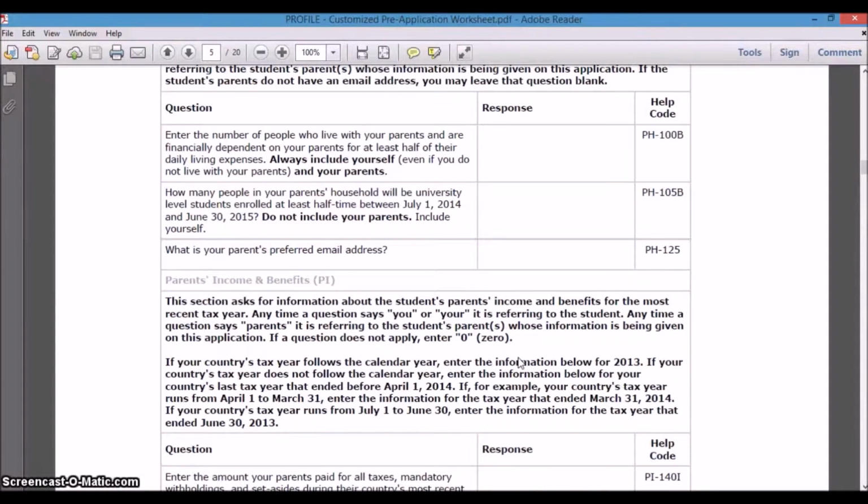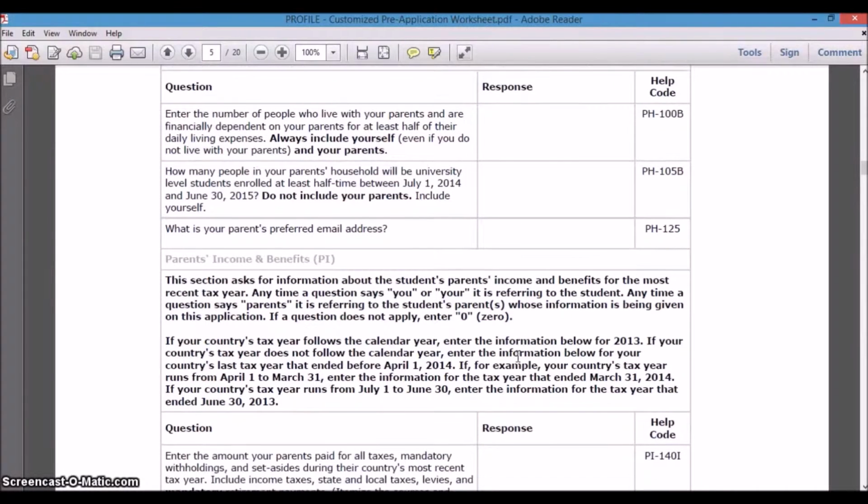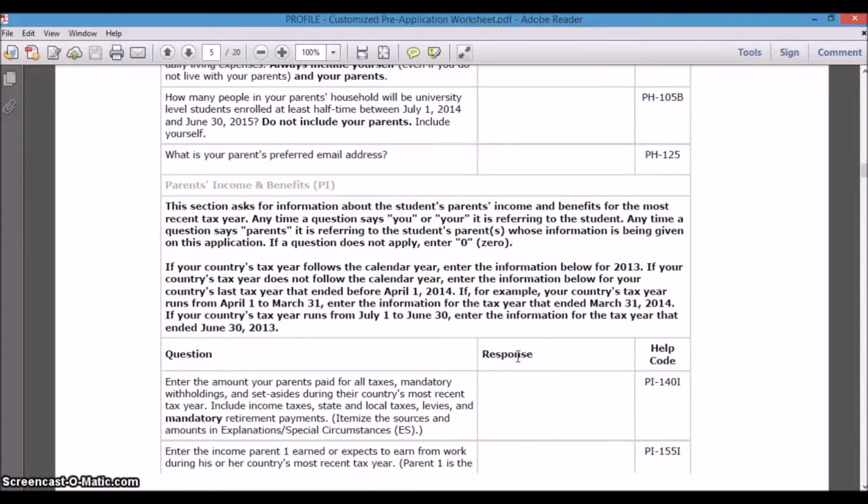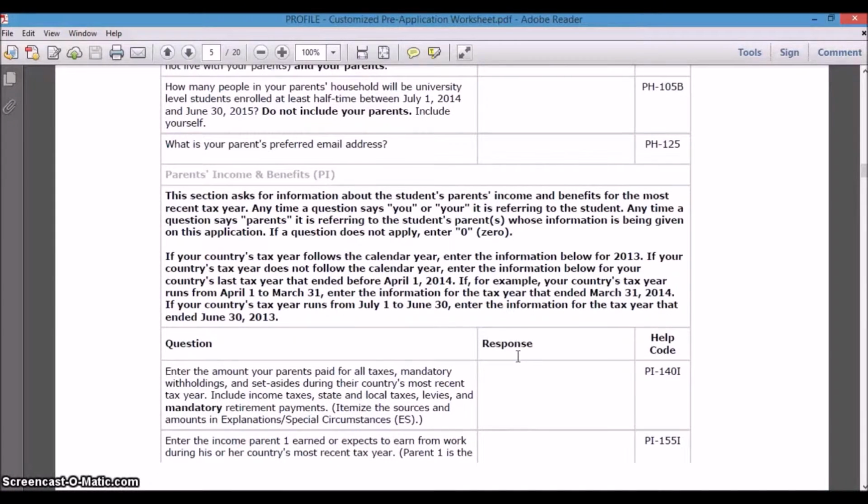Okay, so the next section is the parents' income and benefits section. This is where you will provide a lot of data regarding what your parents' salary is, or how much they pay for taxes. So the first question is to enter the amount your parents pay for all taxes and mandatory withholdings and the like. So just make sure that some of the parameters stated here apply to you. For instance, if you don't have mandatory withholdings or set-asides or anything like that, then you disregard that and you just add what your parents pay for tax.